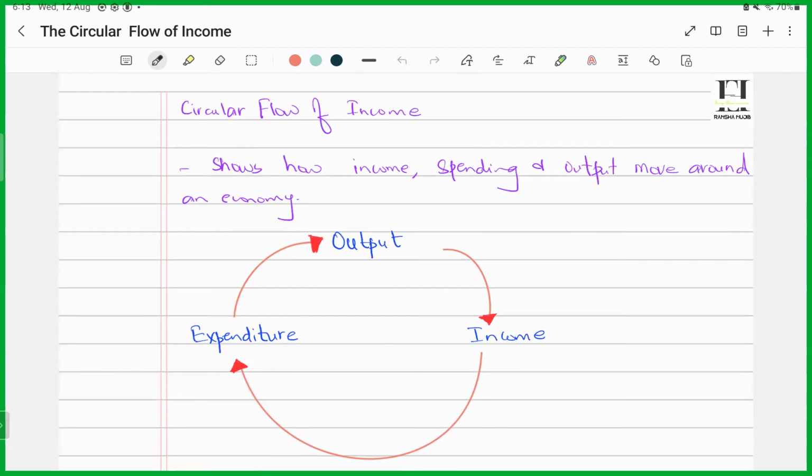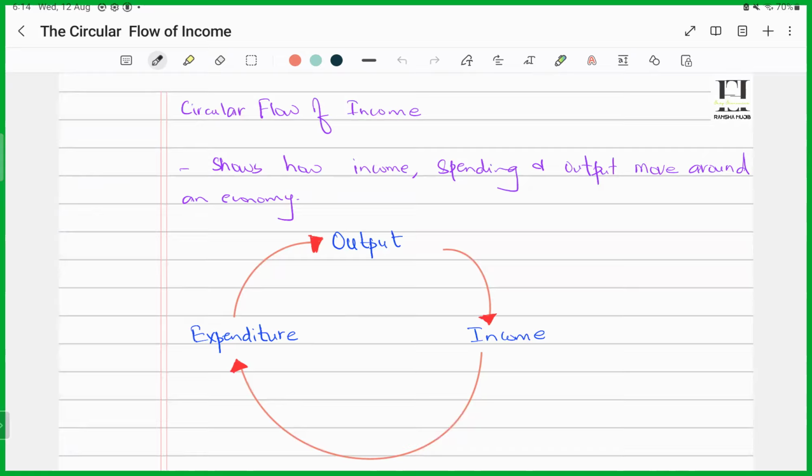Now, as you can see in the figure on your screen, the circular flow of income is circular. The graphical representation shows it as circular. Now you'll be noticing three items that I've written in blue: output, income, and expenditure. What actually is the circular flow of income? It is a flow of income that helps us understand how incomes, spending, and outputs move in an economy.